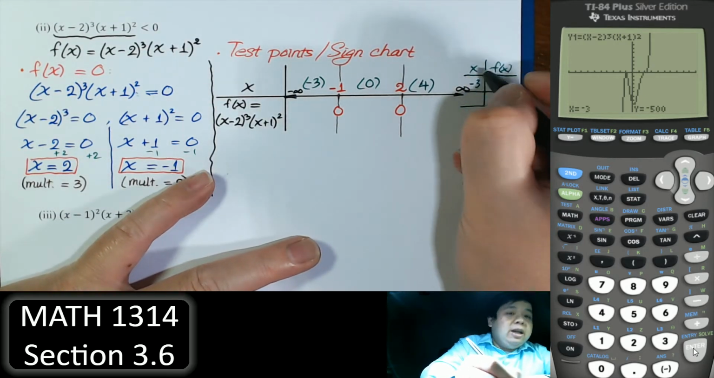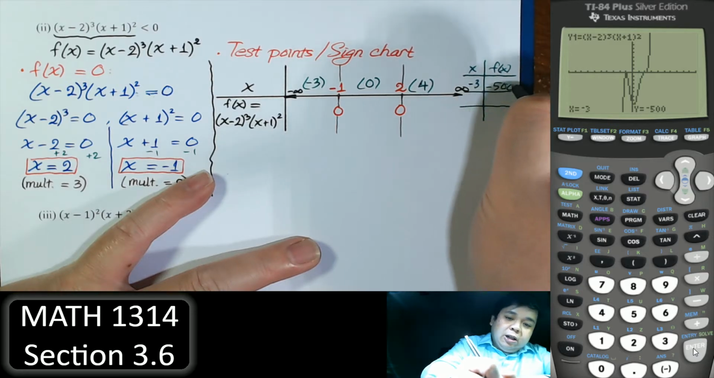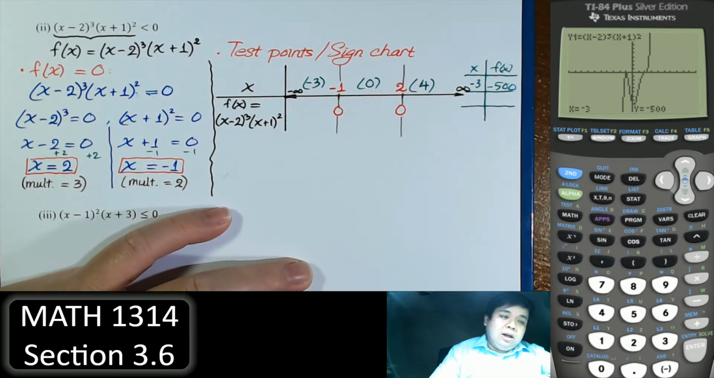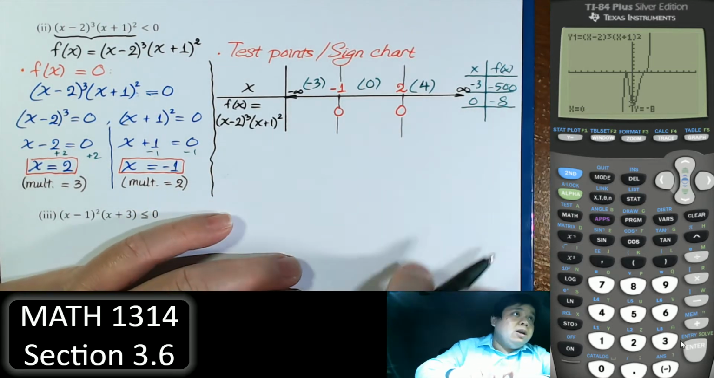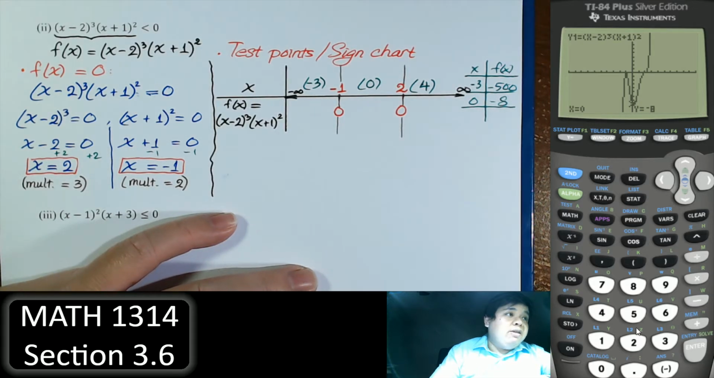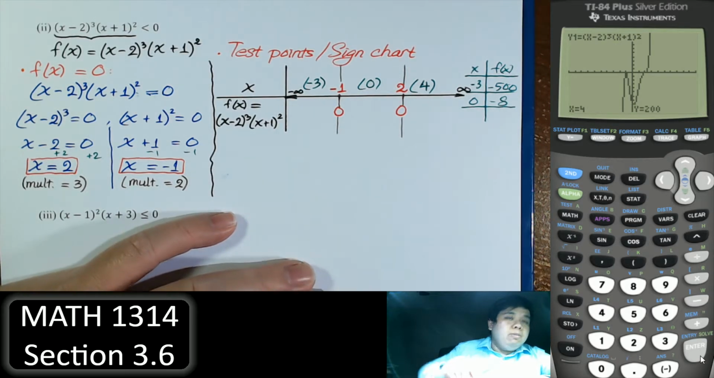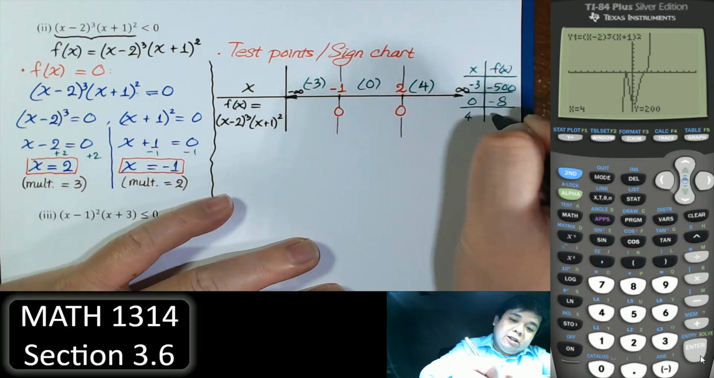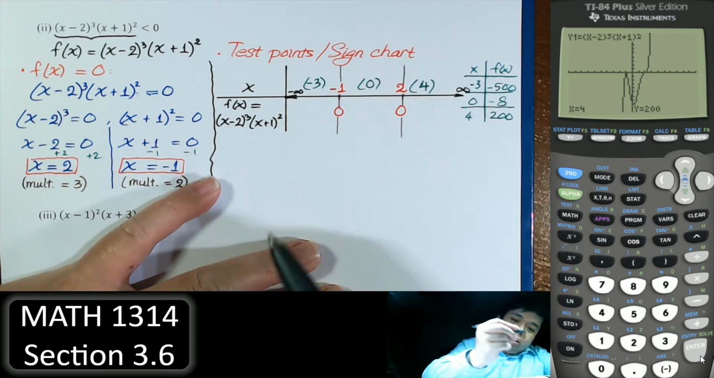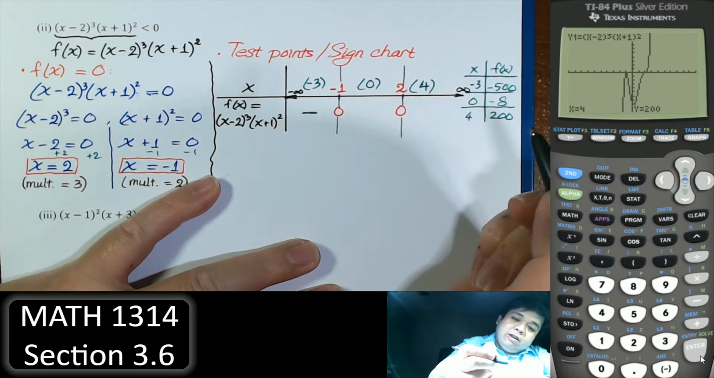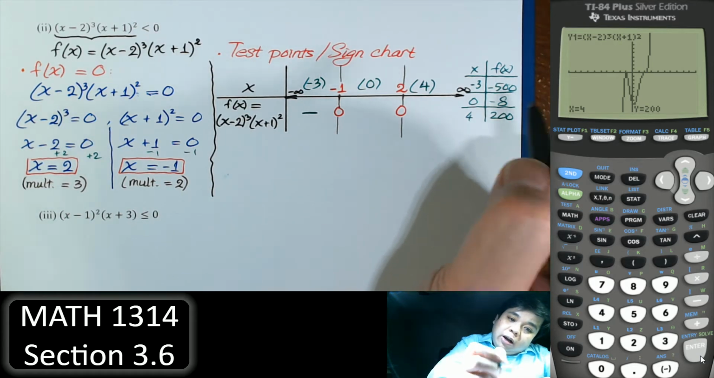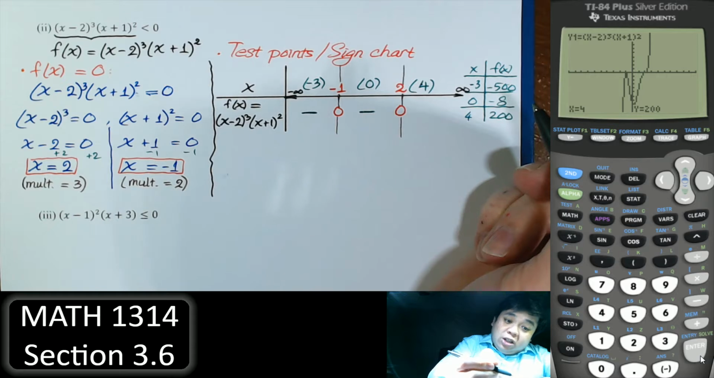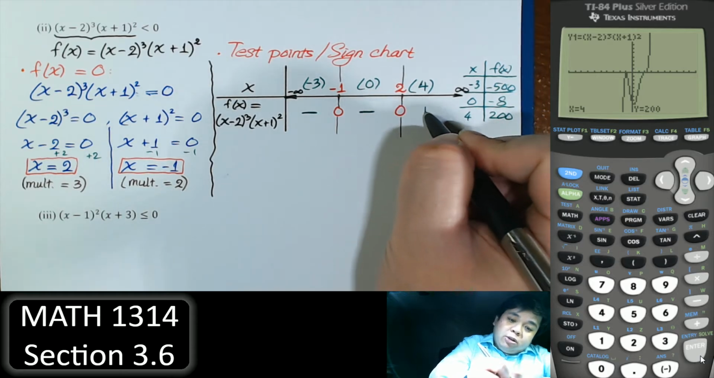-3 is -500, 0 is -80, and 4 is +200. Right, -3 gives -500, 0 gives -80, which is negative, and 4 is positive.